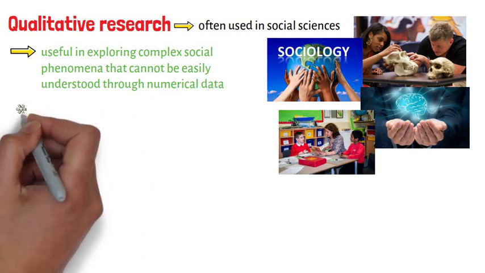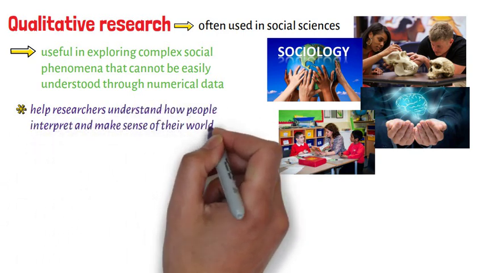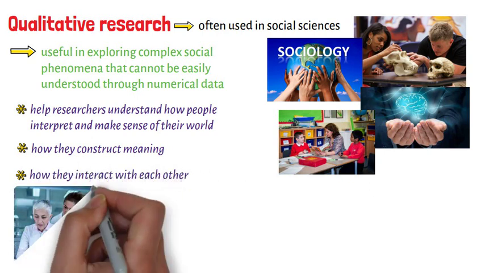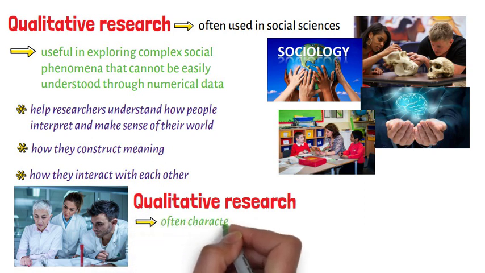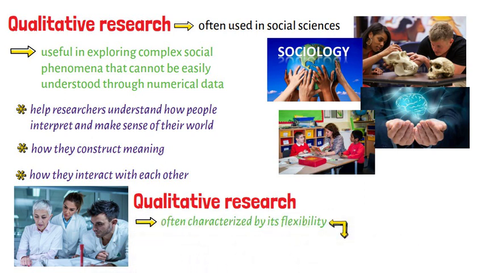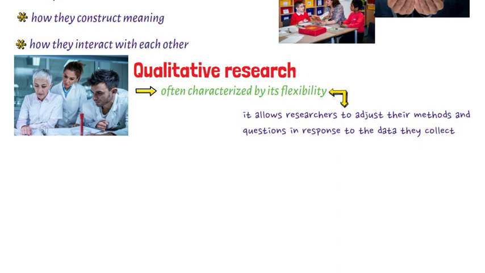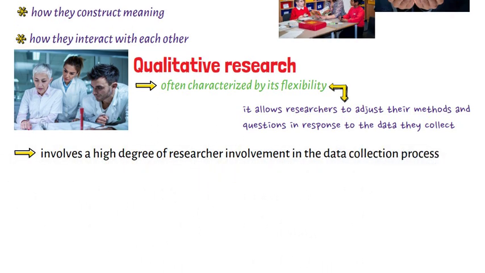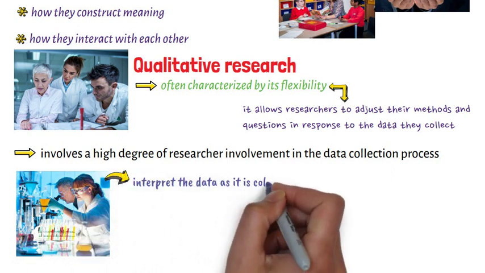Qualitative research can help researchers understand how people interpret and make sense of their world, how they construct meaning, and how they interact with each other. Qualitative research is often characterized by its flexibility, as it allows researchers to adjust their methods and questions in response to the data they collect. It also involves a high degree of researcher involvement in the data collection process, as the researcher may need to interpret the data as it is collected.